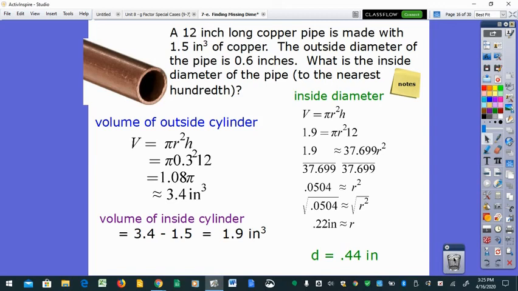And I do have a worksheet for you to try some of them today. Again, finding both the height and the radius on the worksheet. So it's some of what we did yesterday and some of what we did today. And give it your best shot.